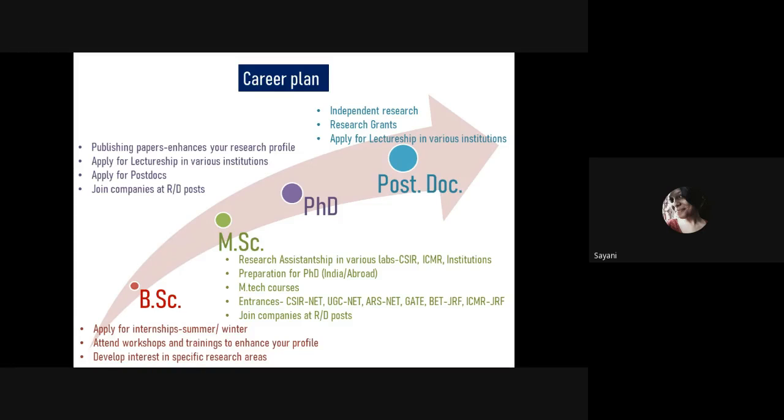For postdocs, you will probably be doing independent research. You will have good research grants, and also you can apply for lectureship in various institutions. So there are a lot of opportunities, as you can see, and at every step you have to work hard, and also if you work smart along with it, you will get a good profile for yourself.